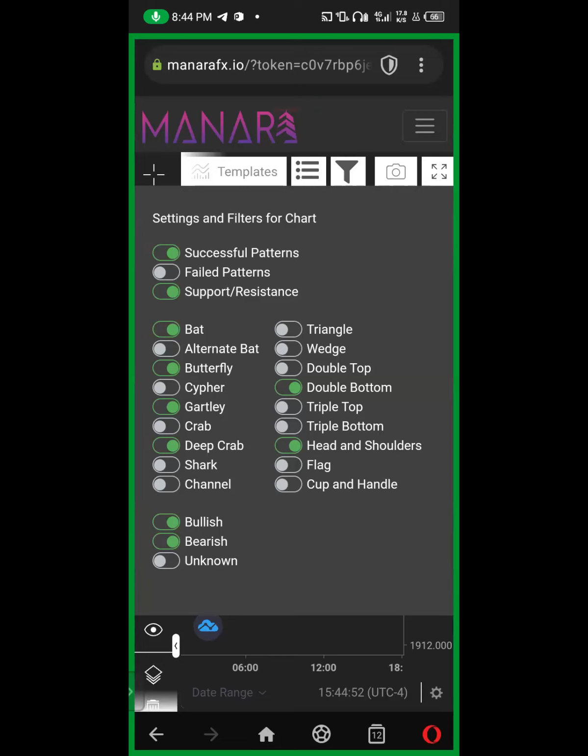So here, you don't need to think for yourself. Just copy whatever I would do. If you can, screenshot to do so. Let me start over. First thing is settings and filter for chart.